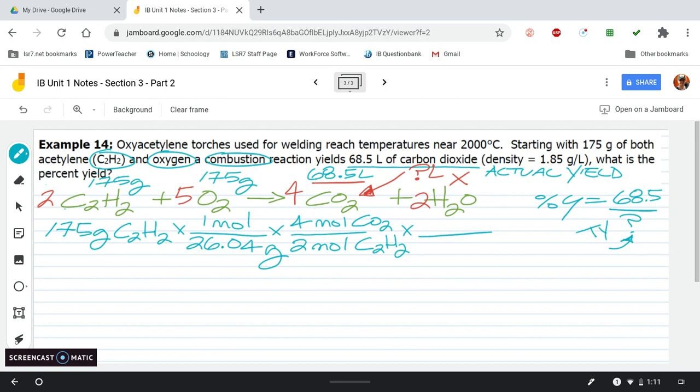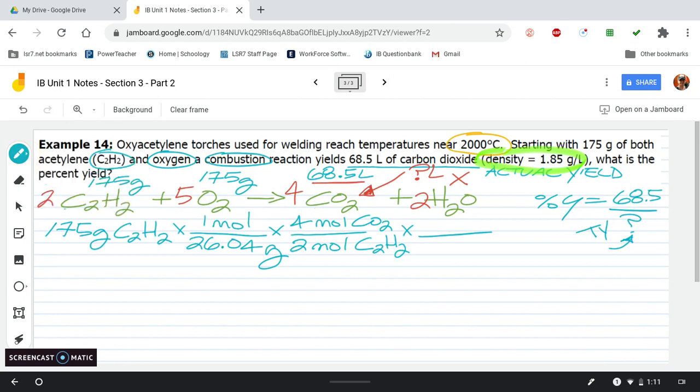This problem is at 2,000 degrees, which means I cannot use 22.4 because that's not standard temperature. So I'm going to have to find a different way to get to liters. Luckily they gave us this density: 1.85 grams per liter. That's how you're going to get into liters. So if you have moles, you want to go to grams, and once you get to grams, you can get back into liters.